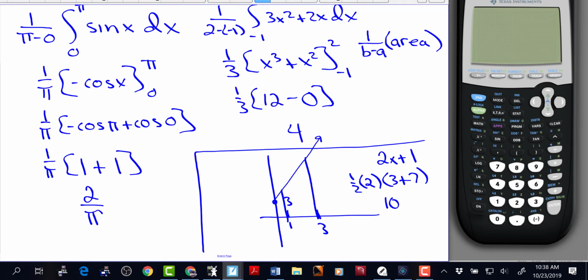So what is the average value? No. 5. How did we get 5? Yeah, 1 over 3 minus 1. So you take this area, that's the integral part, multiplied by 1 over 3 minus 1. So 1/2 times 10, the average value is 5. So the integral, or the area under the curve, is 10. The average value of the y's is 5. Because integral is area under the curve.